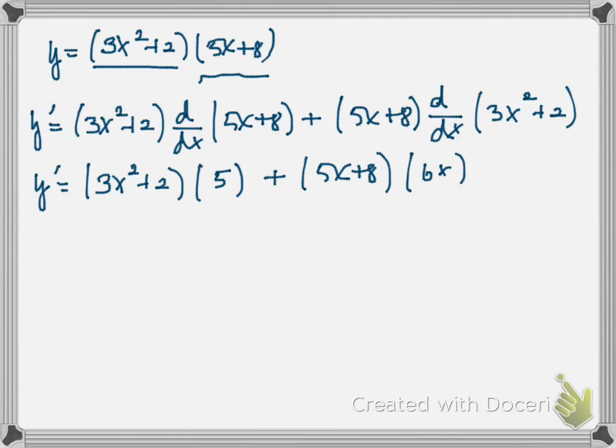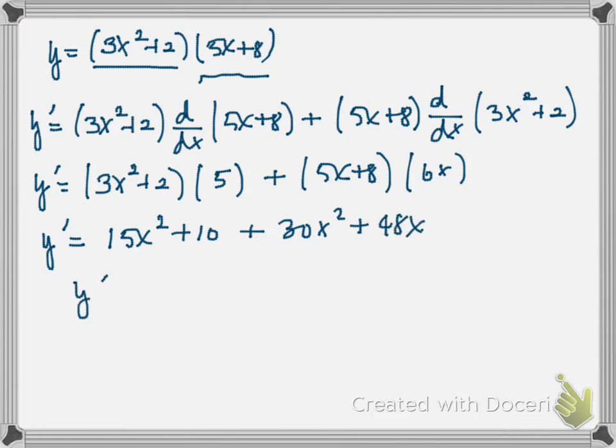Now all that's left is to simplify this. So you have to multiply together what can be multiplied, and you have to collect your like terms, and you do have to simplify this. y prime equals, using the distributive property, 15x squared plus 10 plus 30x squared plus 48x. And collecting up our like terms, we get our final answer. y prime equals 45x squared plus 48x plus 10. And this is our derivative.